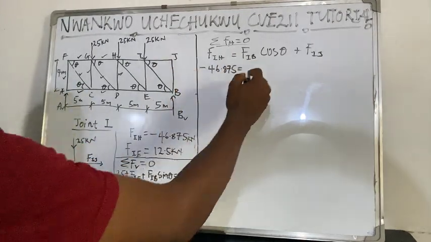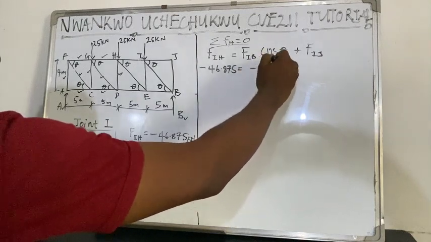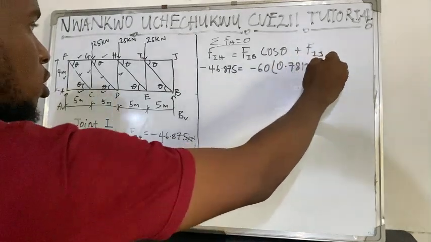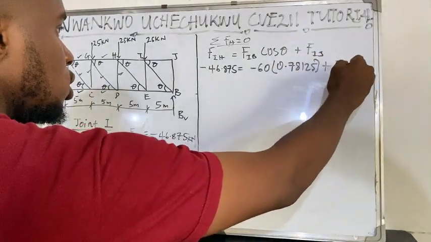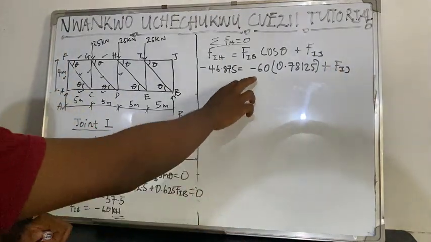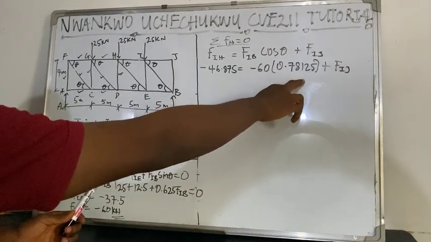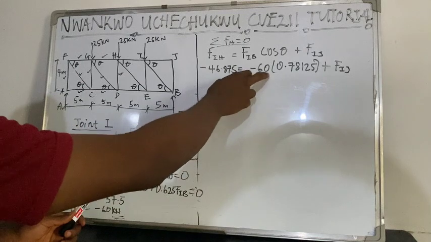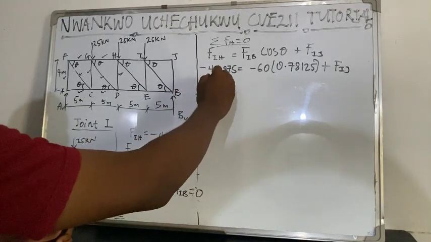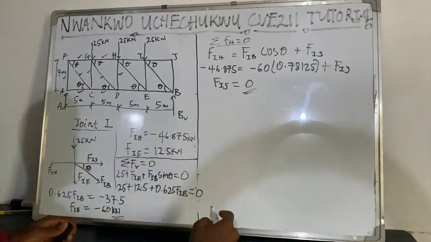46.875 equal to, we got our FIB as minus 60, brackets, 0.78125 plus FIJ. So if you check your calculator as well, solving this, you're going to get minus 46.875, which when you cross over is going to cancel out. So you can just confirm with your calculator again. So FIJ should give us zero.